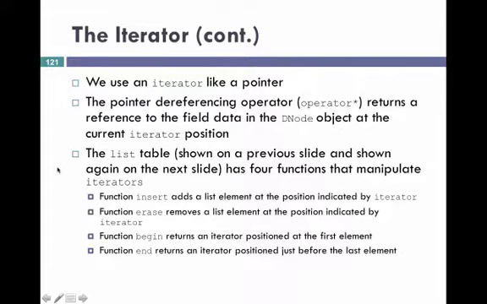So the list table that was shown on the previous slide, and is shown again, has 4 functions that manipulate iterators. Insert adds a list element at the position indicated by the iterator, and erase removes the element at the position indicated by the iterator. Begin returns an iterator that's positioned at the first element, and end returns an iterator that's positioned just before the last element. Actually, that should be just after the last element. That's an error here in the slides.